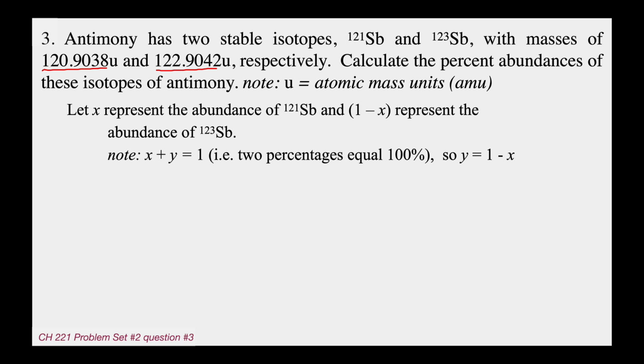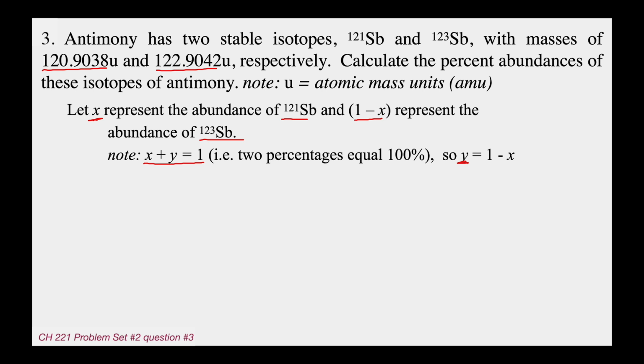So in this problem, x is going to represent the abundance of antimony 121. And we're going to see here that 1 minus x represents the abundance of antimony 123. Where that 1 minus x comes from is that both of the antimony isotopes together equal 100%, or 1. So the abundance of the second isotope is just going to equal 1 minus x.